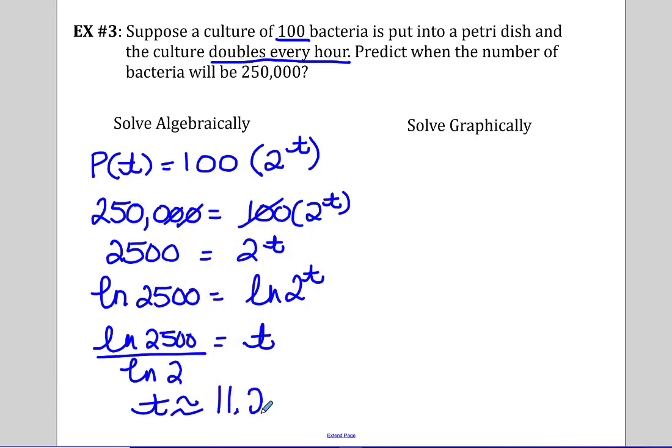So 11.287 hours. Now, I'll let you do this. I'm going to show you what I would do if I wanted to solve graphically.